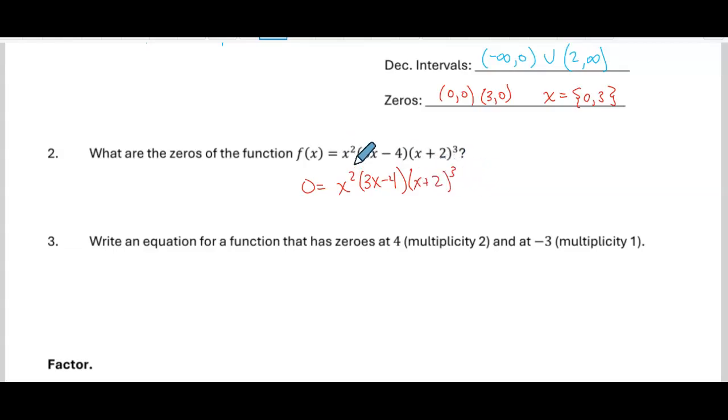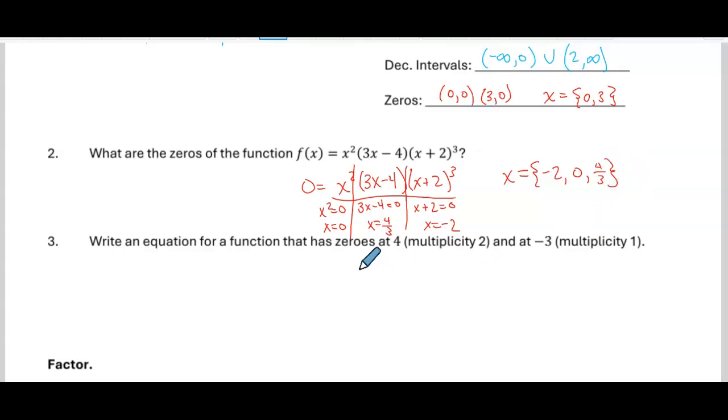And we make a solving chart. So x squared equals 0, and x equals 0. 3x minus 4 equals 0, so x would equal 4/3. And x plus 2 equals 0. The exponents don't matter on these, and so x equals negative 2. Alright, so the zeros are, in increasing order, negative 2, 0, and 4/3.